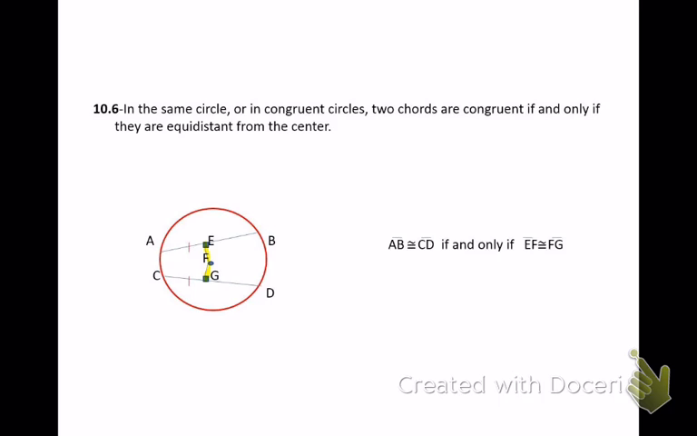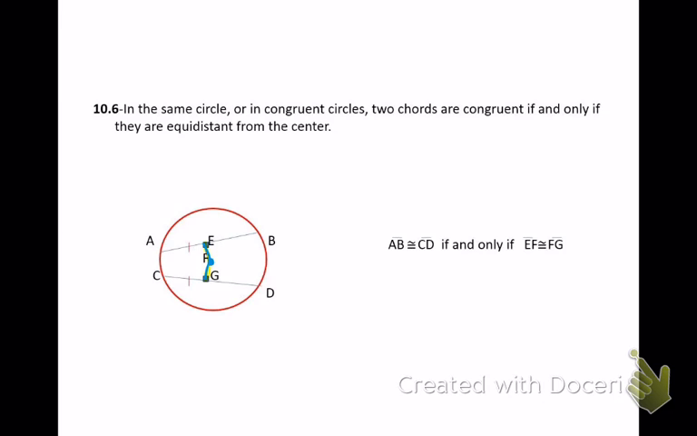So what does that mean? We've got to think about some things. First of all, how do we measure the distance from a point to a line? The distance from a point to a line has to be right at it. We're not going to measure the distance from point F to chord AB out here or out here. It doesn't make any sense. We're going to measure it straight at that chord, so at a perpendicular. Same thing here. From point F to chord CD, we have to measure it at a perpendicular.